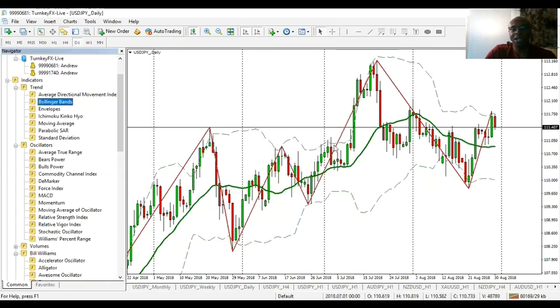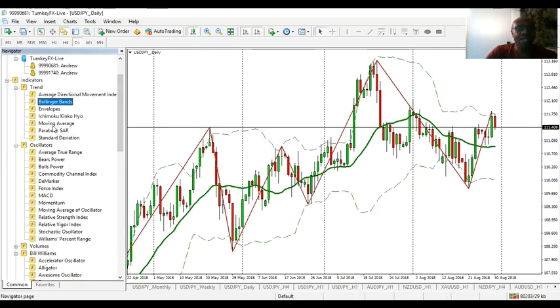See, the dashes are on the outer bands, and the solid line is on the center line, which is your standard deviation, which is the same as a 20 simple moving average. So there you go. There's our Bollinger Bands.